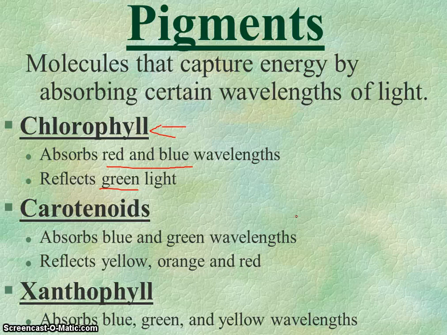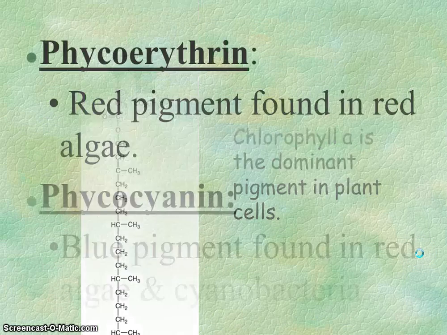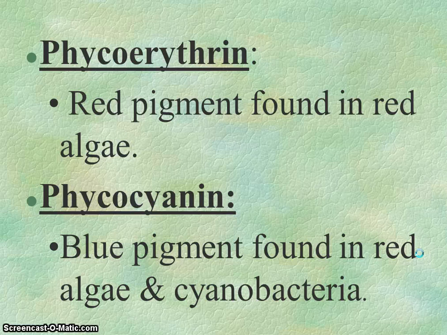Okay, it does absorb blue and green and reflects the yellow, orange, and red. We also have xanthophyll, okay, which is going to absorb the blue, green, and yellow, and it is going to reflect the reds and the oranges. This is just showing you what the chlorophyll would look like. And we do have a couple of other pigments that are important. We do have pigments that are found in algae. This is the red pigments. And then we also have blue pigment that's found in algae, and again the bacteria that is photosynthetic, which is cyanobacteria.